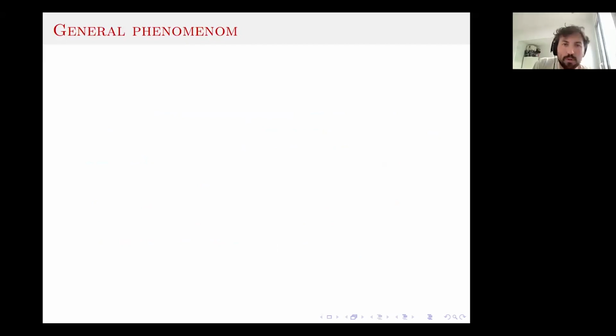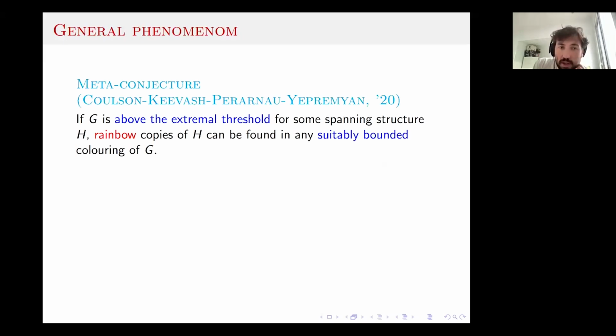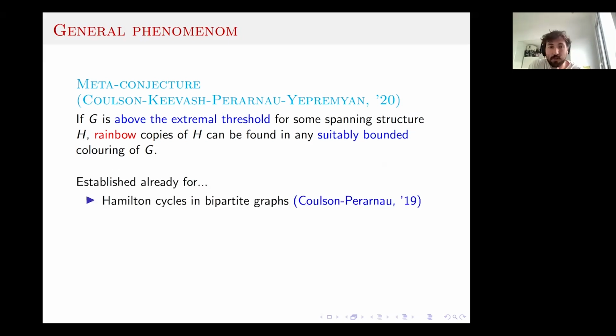Let me mention that this falls in a larger class of results. There's a meta-conjecture of these authors that says that this should basically always happen. If you're above an extremal threshold for some spanning structure, you take some bounded coloring suitably. This is deliberately vague, whatever you need suitably, then you should find your rainbow copies of that spanning structure. And it's known for many cases. Hamilton cycles and perfect matchings in bipartite graphs was done by Coulson Perarnau. Hamilton cycles in graphs, this is the result I previously mentioned.